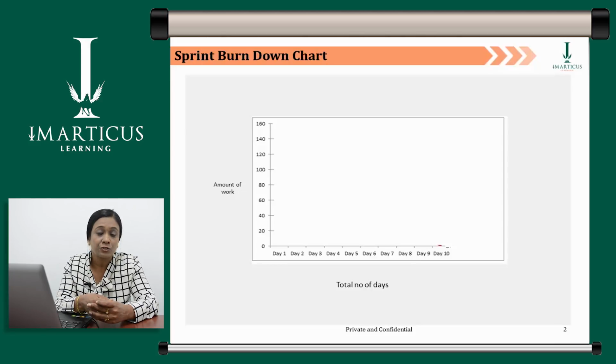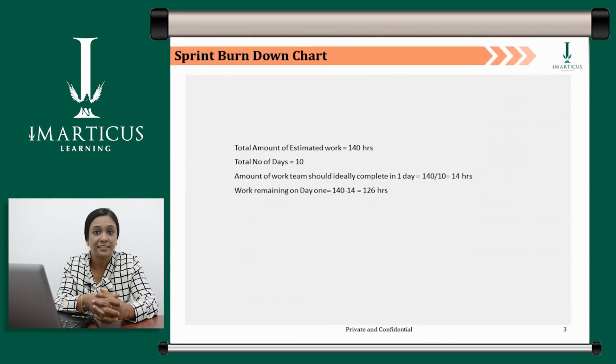Let's say that your team has estimated the sprint at 140 hours. The total hours estimated by the team is 140. In the next slide you can see that the total amount of estimated work is 140 hours and the total number of days in the sprint is 10. Ideally, this makes the amount of work the team should complete in one day 14 hours, that is 140 divided by 10.